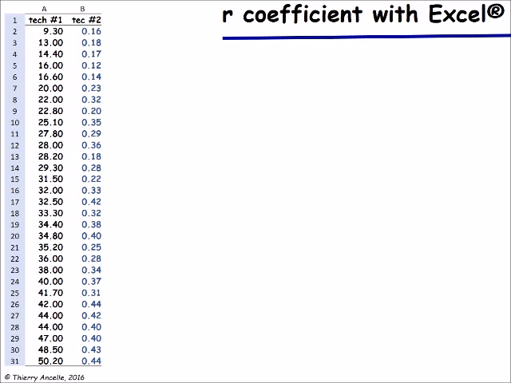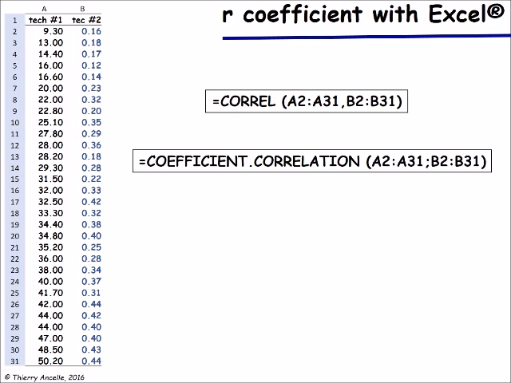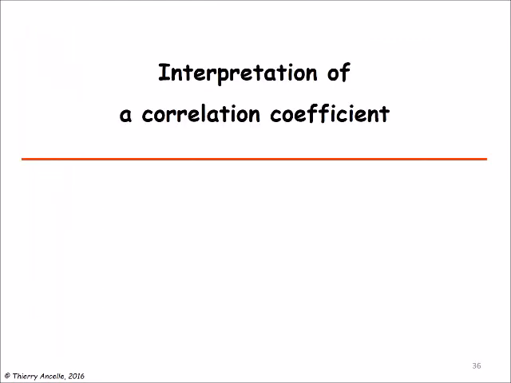We have entered the 30 couples of technique results in the two columns A and B. And you just have to enter, in any cell of the spreadsheet, the command equal CORREL and between brackets the first set of values A2 colon A31, comma, the second set of values B2 colon B31. I show you below the translated syntax for the French version of Excel. And after entering the function, one immediately obtains the R value, equal to 0.83 in this example. Thus, the calculation of an R coefficient should not be difficult. What needs your attention is rather the interpretation of its results.